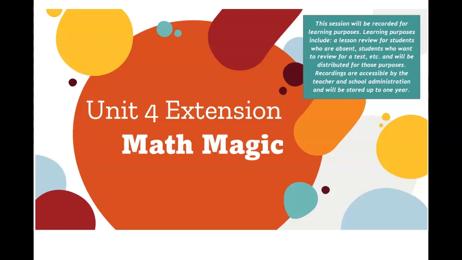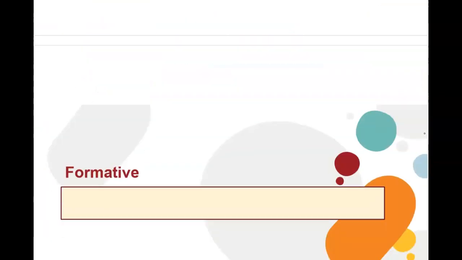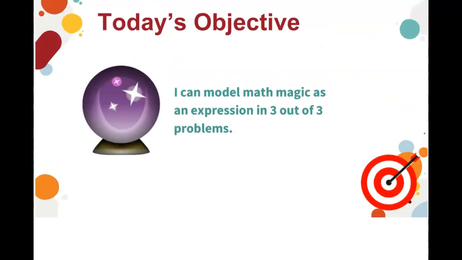Today we're going to be looking at the Unit 4 extension, Math Magic. Since this is an extension, this will be worth honors credit as well as extra credit. So our objective today is I can model math magic as an expression in 3 out of 3 problems. So we're going to look at what we mean by math magic.